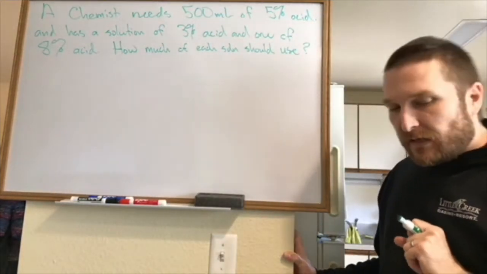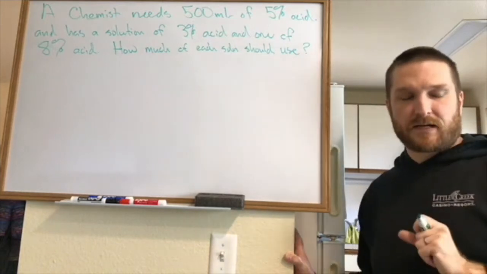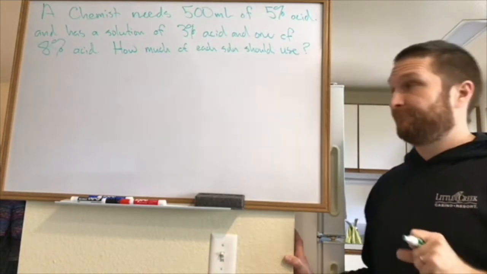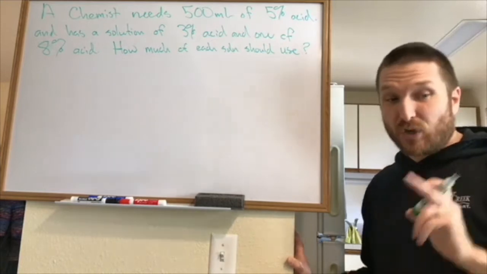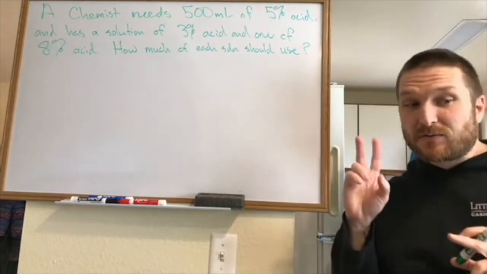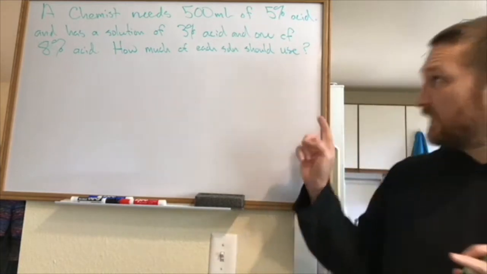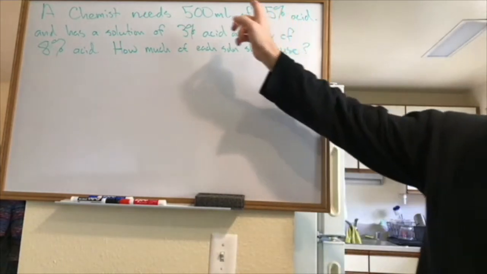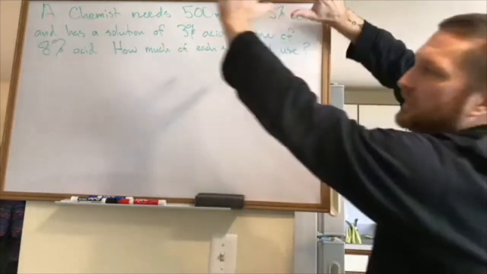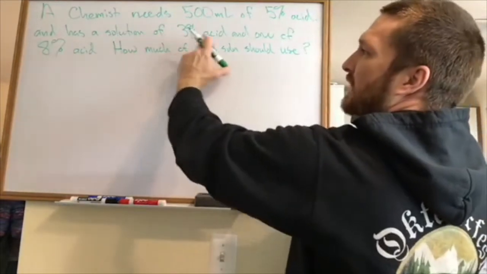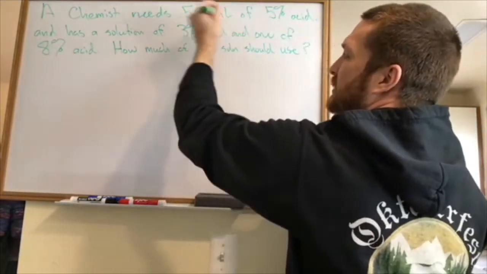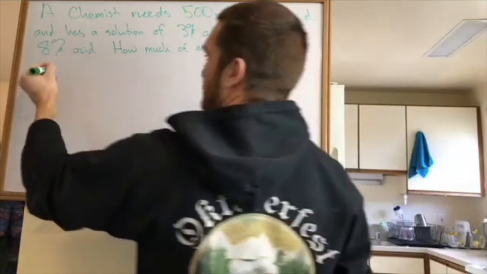So what we need are variables, right? And it looks like this sounds like two unknown variables because we need that much of that much acid, and we have a solution of that much acid. So right now what's going through my head is this.